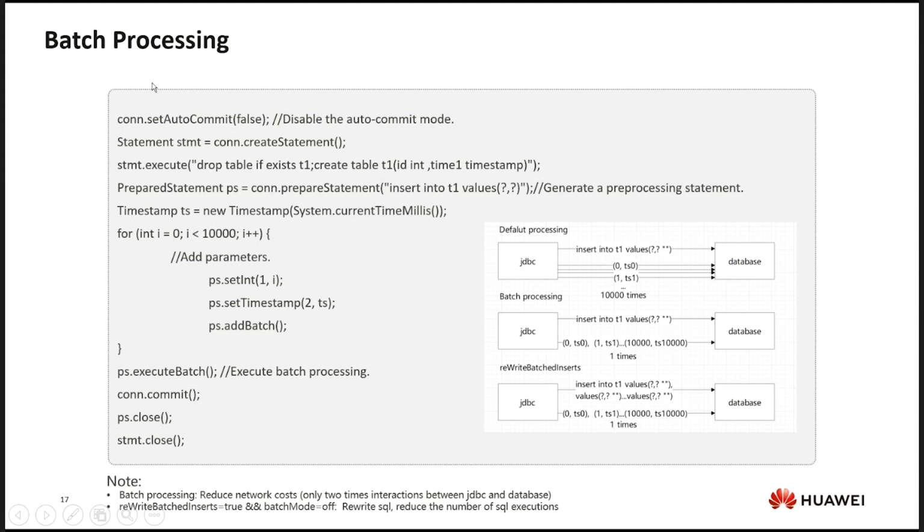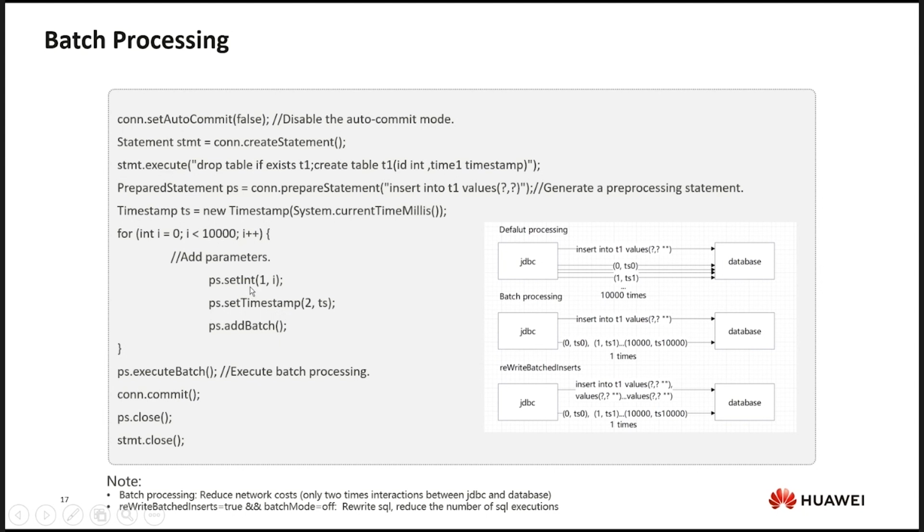So how can you use a batch mode? First of all, you need to set auto commit equals false, which means sending a begin to a database server. Then you create a statement. Then there is some DDL manipulation, drop table, and then we got our DML insert. And here our SQL is insert into table 1 values with a binding value here. Then we have a loop 10,000 times.